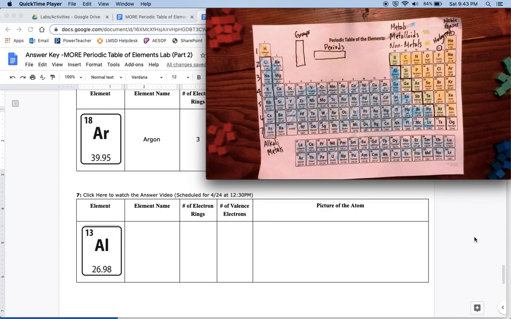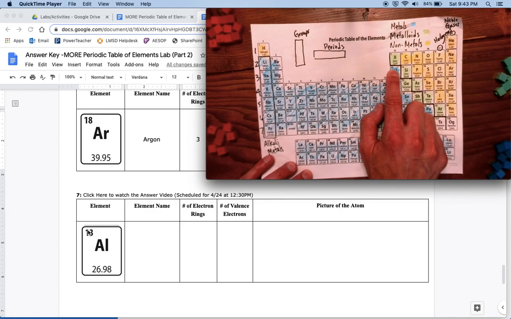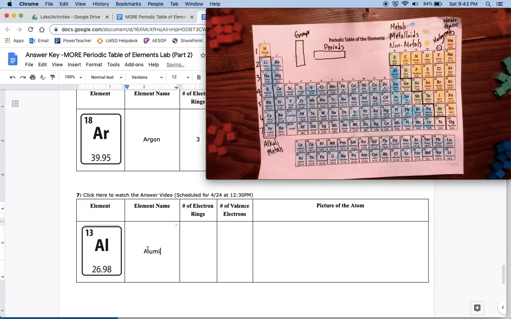All right, our next element is AL, and it's number 13. So if I look over here, number 13 is right there. So that's aluminum, right? All right, let's talk about number of electron rings.